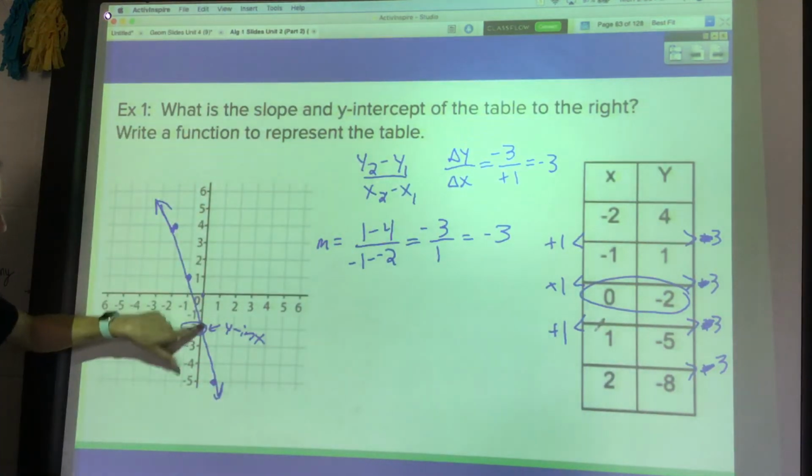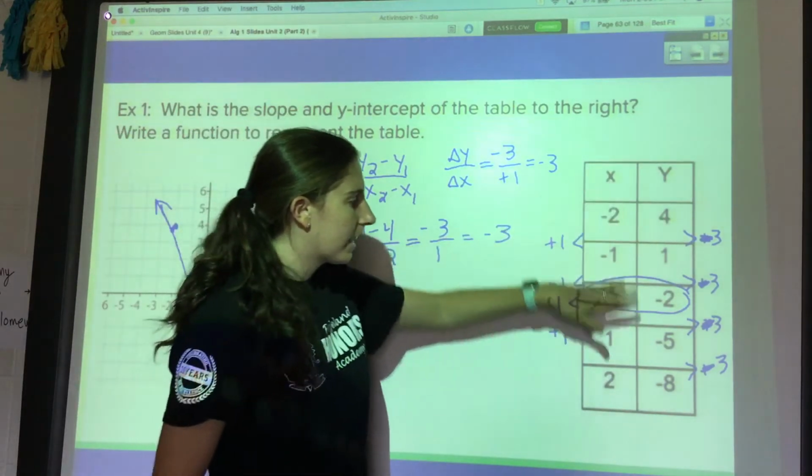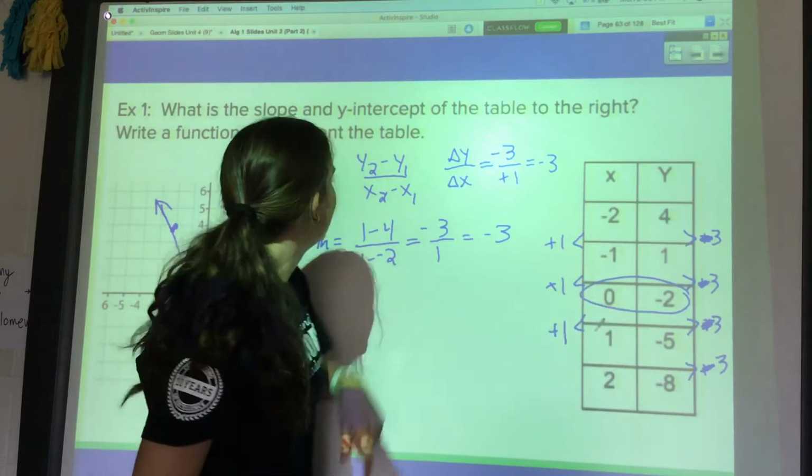Because 0, negative 2 is on the y-axis. I know it's a little confusing. It's like the x is 0 and that's the y-intercept, because you've got to have a number.